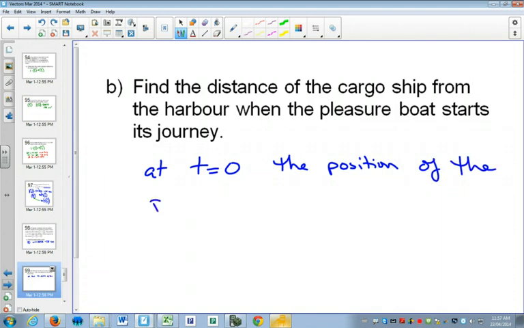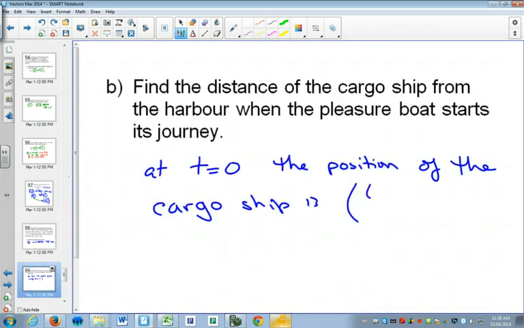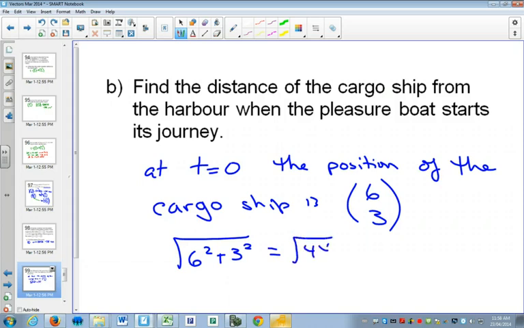The position of the pleasure boat. Nope, just cargo ship. Focus. What was it, 6, 7? 6, 3. If we want to figure out how far that is as a distance, we can just do a squared plus b squared. 36 plus 9. It is pretty far away, 6 kilometers.